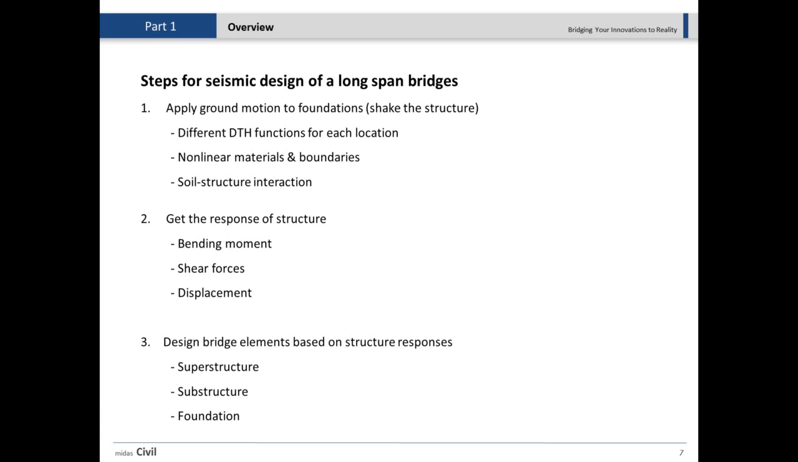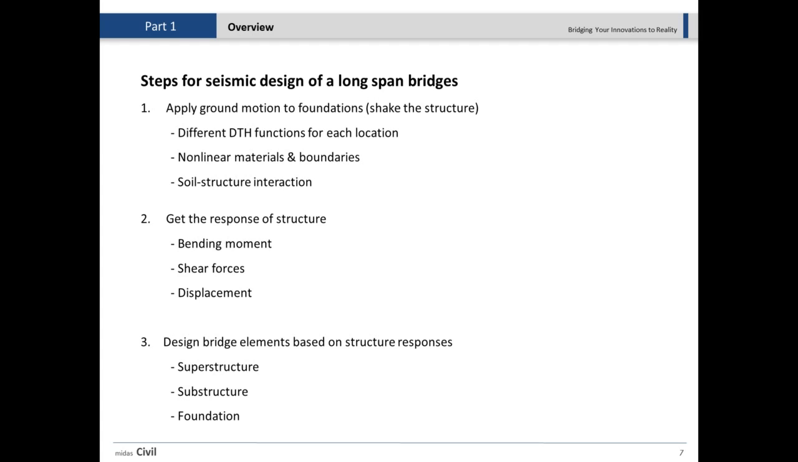Then we have to consider the nonlinear material and boundary conditions. The material itself, like the columns or the piles, shows nonlinear behavior, and the soil structure interaction has nonlinear behavior as well. That is, the way you're pushing the soil in the dynamic event, how that's going to respond. So these will be the details that are going to come up. The next step would be getting the response of the structure, like bending moment, shear forces, displacement, reactions.